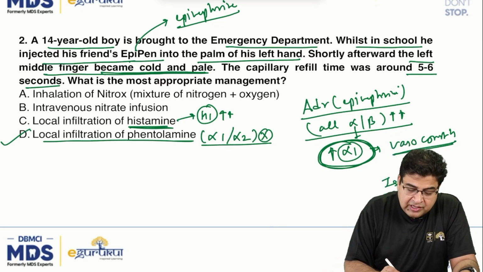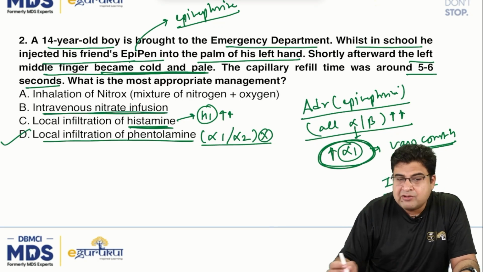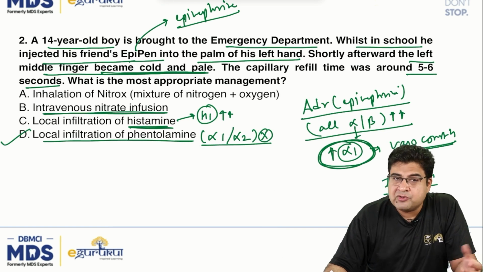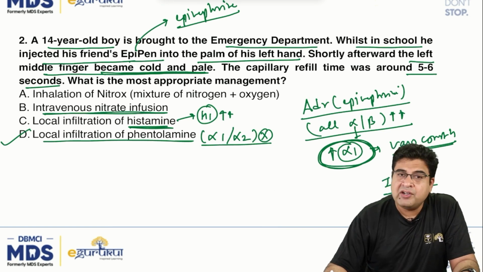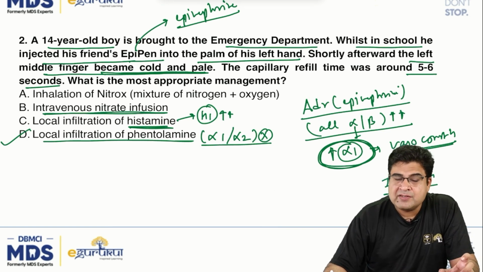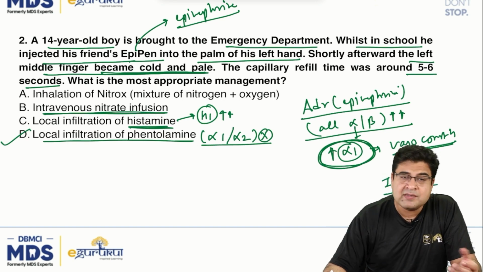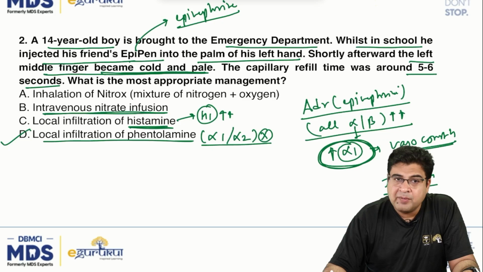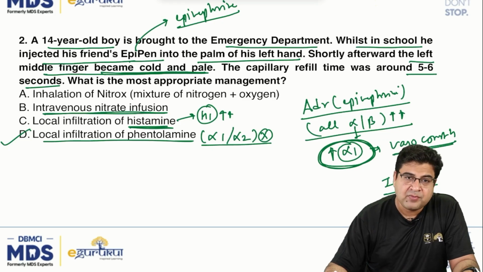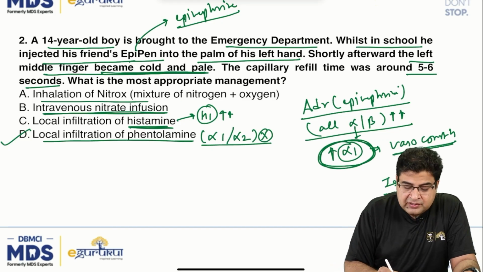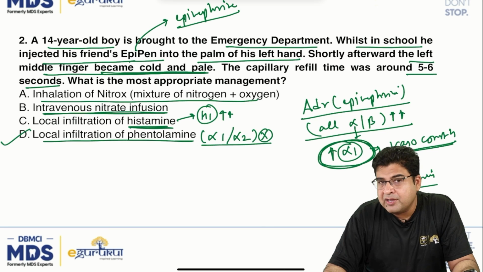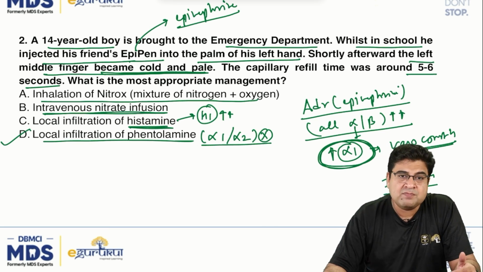Intravenous nitrate infusion: if we do that, the medicine first gets dissolved in the plasma, and that will take a long time to dilate the blood vessels. Although this will take care of it, it will take a long time. Until then, there is a possibility of permanent damage to the patient's fingers. Inhalation of nitric oxide is also a possibility, but again the same thing. The patient will have to inhale this.